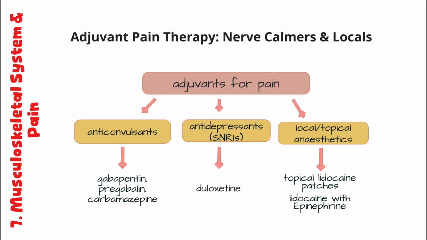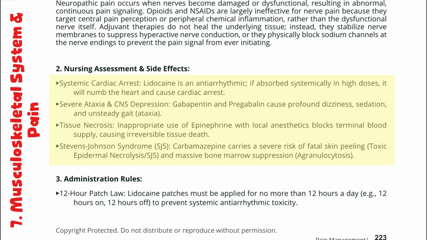Neuropathic pain comes from damaged nerves firing abnormally. Opioids and NSAIDs don't touch it. Adjuvants stabilize the nerve membrane or physically block sodium channels at the nerve ending, so the signal never starts. Lidocaine absorbed systemically numbs the heart, cardiac arrest risk. Gabapentin and pregabalin cause real ataxia and sedation.